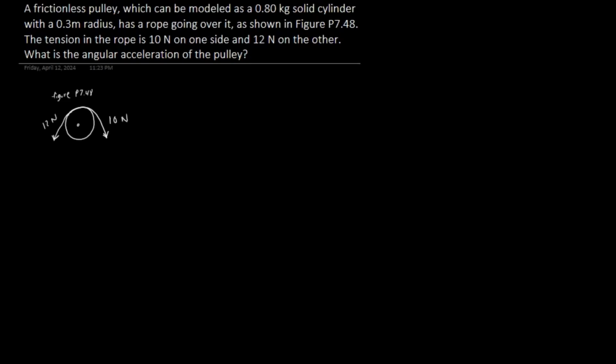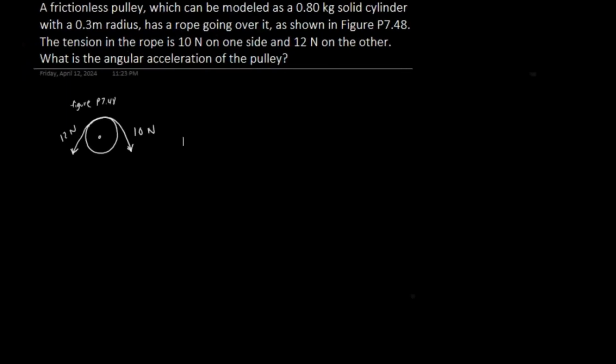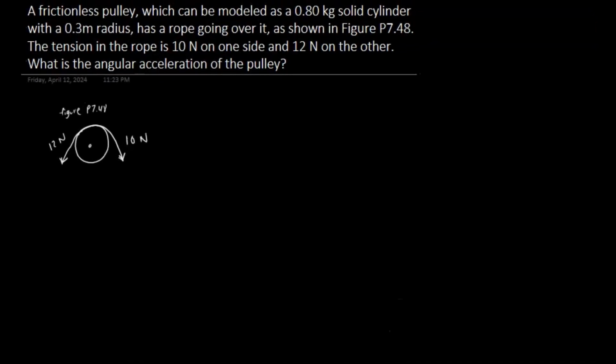So today we're going to be going over this problem which states: a frictionless pulley, which can be modeled as a 0.8 kilogram solid cylinder with a 0.3 meter radius, has a rope going over it as shown in the figure below. The tension of the rope is 10 newtons on one side and 12 newtons on the other, and they want us to find the angular acceleration of the pulley.